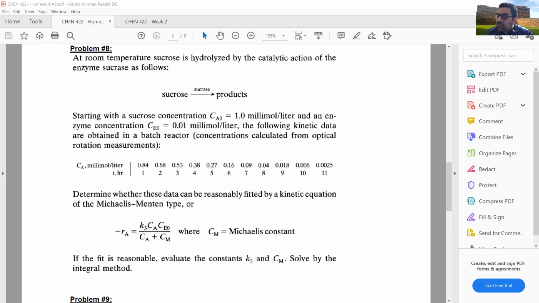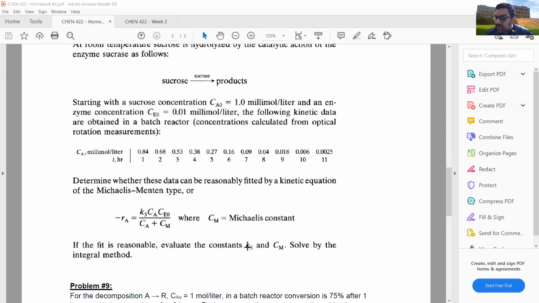You're given some data. Determine whether these data can be reasonably fitted by a kinetic equation of the Michaelis-Menten type. Okay, so I have a rate expression here, and I want to verify that this data will fit this rate expression. And if it fits, find the constants k3 and Cm, and you're being told to solve it by the integral method. That's fine. So let's move on to the whiteboard first, and then we'll have to probably move on to Excel in a second.